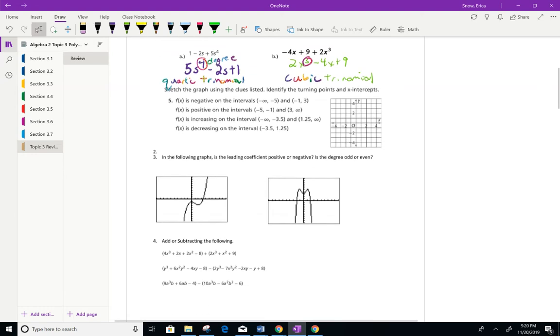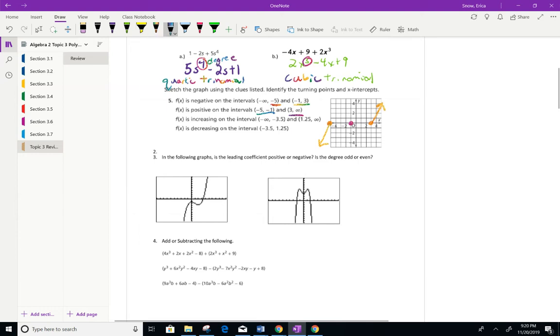Okay, so number 2 asks us to sketch the graph using the clues listed and identify the turning points and x-intercepts. Our x-intercepts are given by our positive and negative intervals. So we're going to have one at -5, one at -1, and one at 3. And then it's negative from negative infinity to -5, and it's positive from 3 to infinity. So we know that that's what our end behavior looks like.